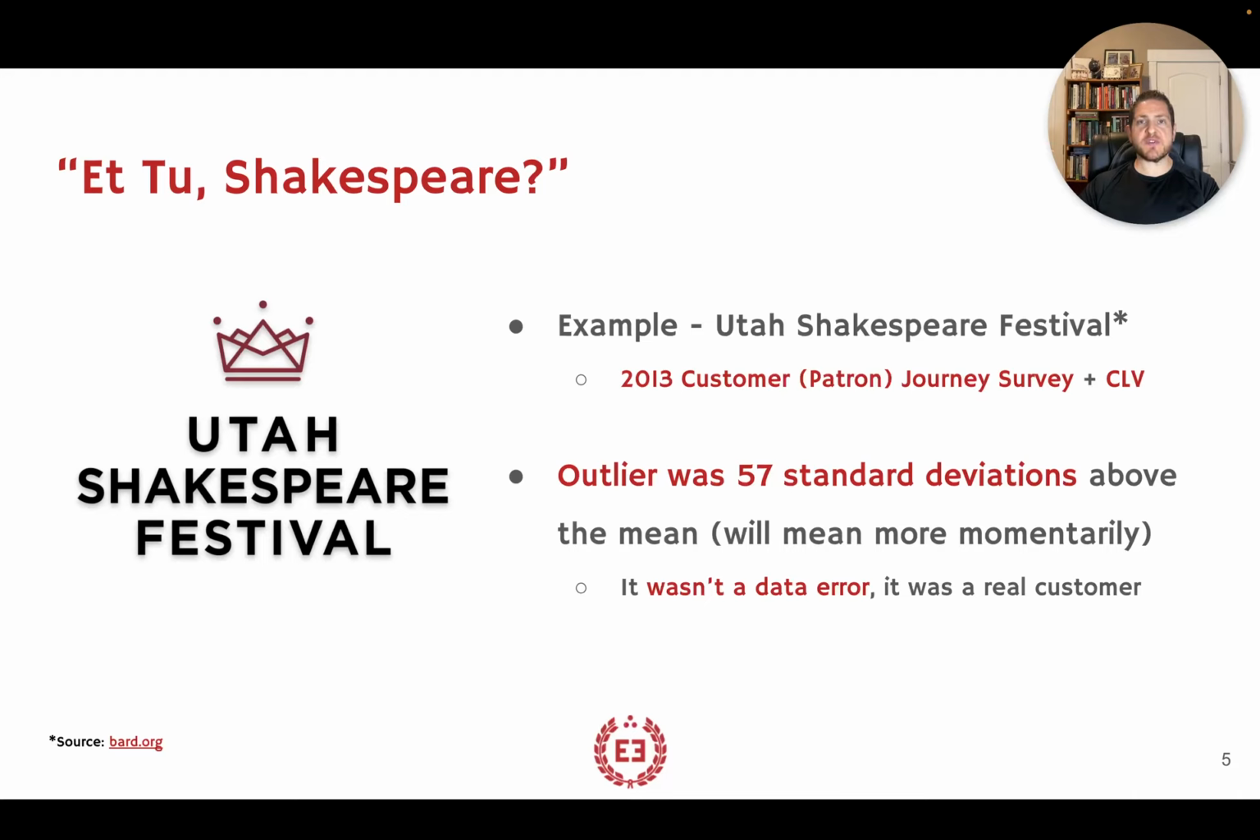This observation was 57 standard deviations above the mean, which will mean more to you momentarily. But this is a very large value in a very large sample size. This dataset has more than 4,000 rows, each row being a survey taker who was also a customer with a customer lifetime value. Often when the issue of outliers comes up, it is about whether the data is valid or not. In this case, that was our working assumption.